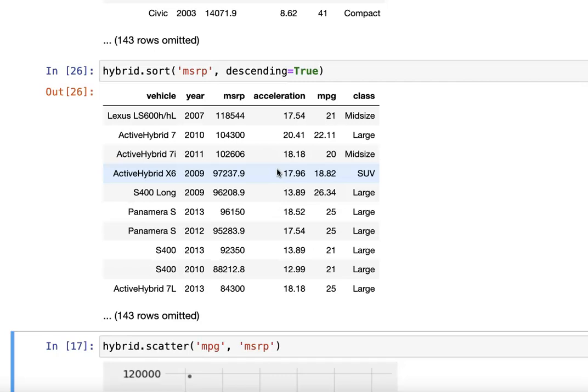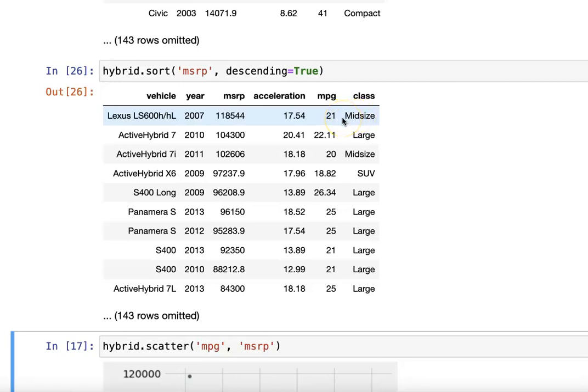So here we still have our hybrid car table, but instead of using the year, we have the MSRP price in descending order. So we have the most expensive car, and you see, that's the Lexus in 2007. Those more expensive cars do have better acceleration. However, the gas mileage is actually not very good. They are all under like 25.